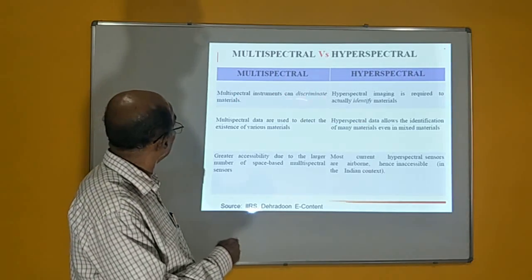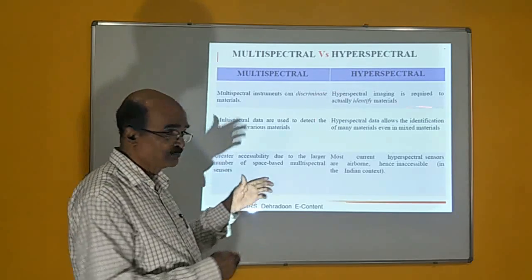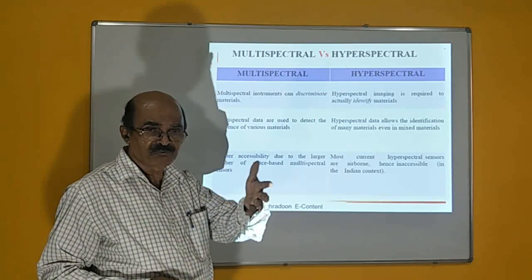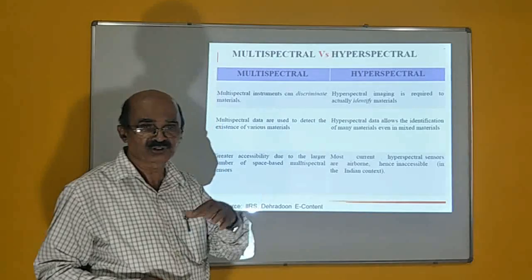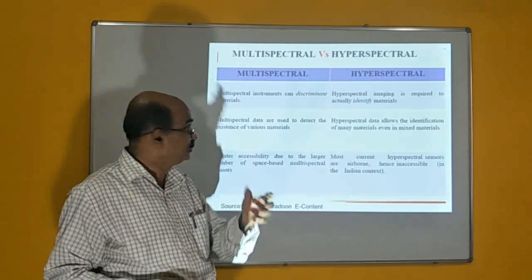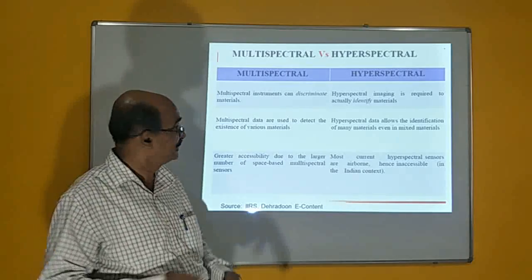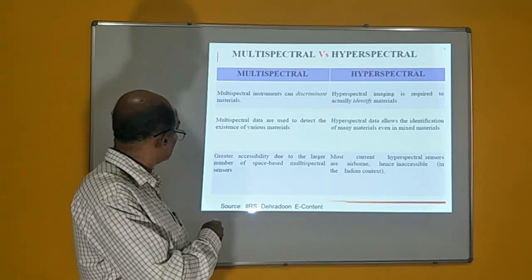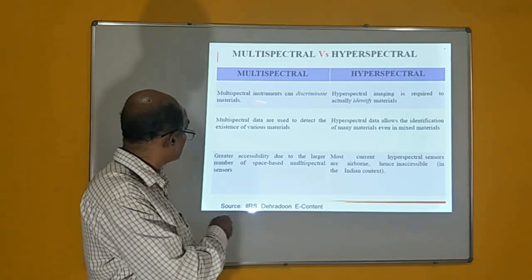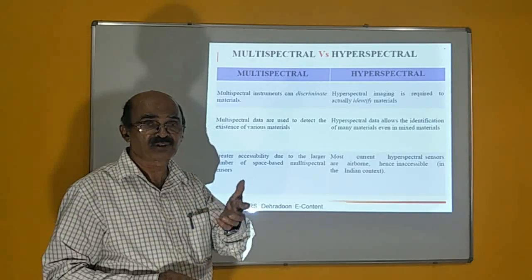Multispectral instruments can discriminate materials. Yes, for example, you have two different types of vegetation, coniferous and deciduous. Deciduous means broad-leaved species, coniferous means narrow-leaved species. If you want to differentiate, yes, we can differentiate that kind of surface features based on multispectral data.